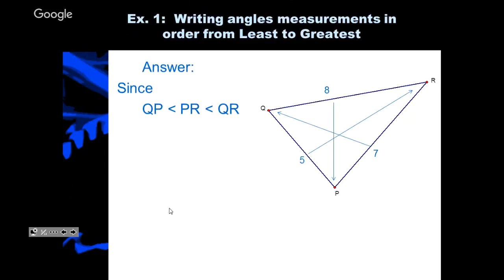So we can write our answers since we have QP is the shortest, PR the next, and QR is the longest. We can then say the measure of R is the smallest, Q would be the next, and P is the biggest. Now, this doesn't mean we actually find the actual angle measurements. We won't be able to do that for a while.